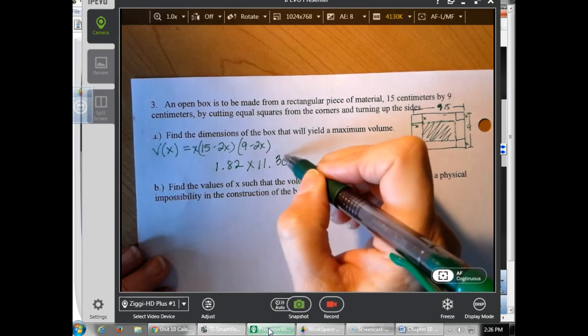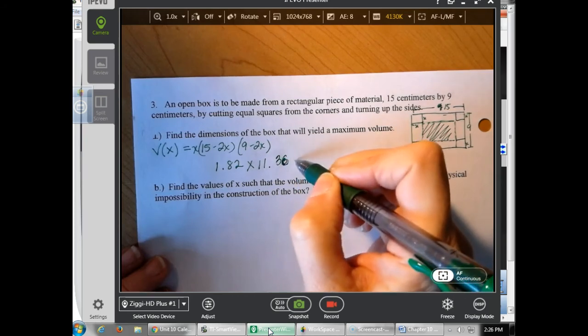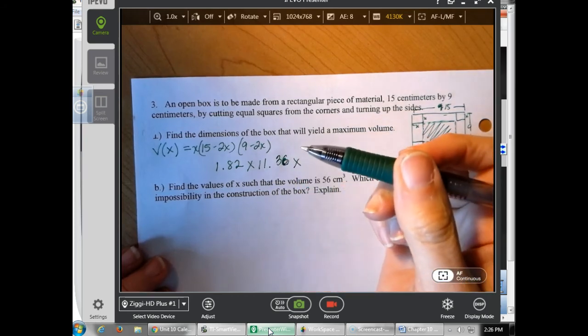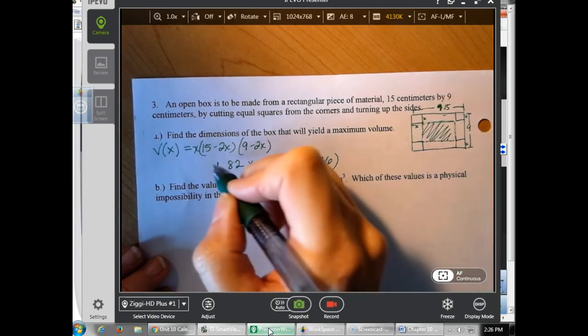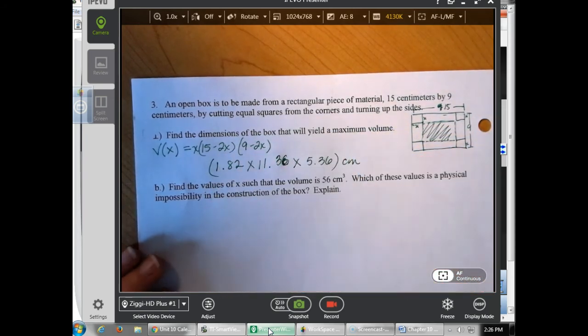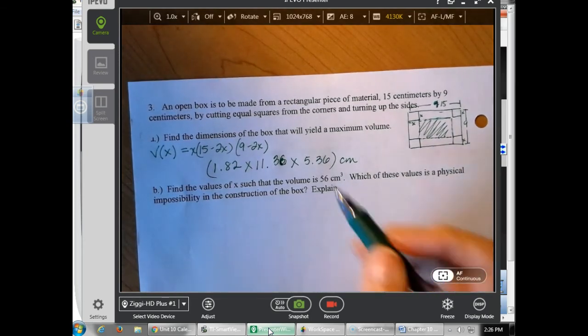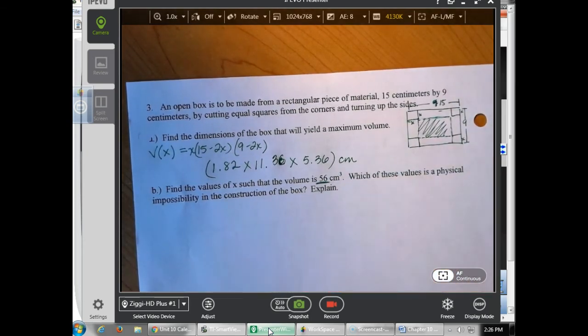11.36. And then I also have 9 minus 2 times x, and that's going to give me 5.36. So those are my dimensions in centimeters. Now it says find the values of x such that the volume is specifically 56 centimeters cubed.